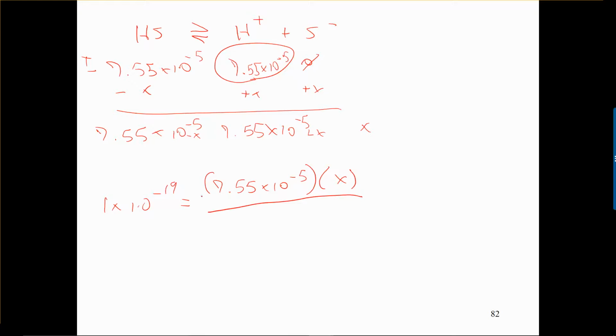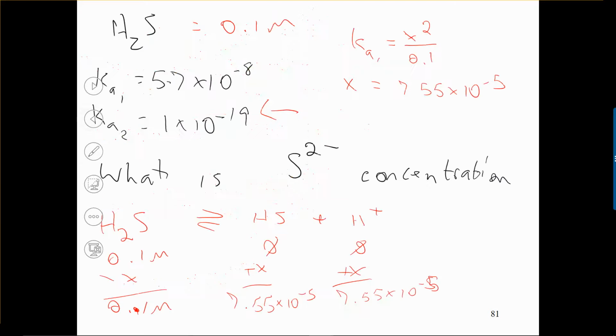Divided by 7.55 times 10 to the negative 5 minus x. Drop the x. This cancels, right? What does x equal? What is the concentration of S2 minus in this solution? 1 times 10 to the negative 19, which is the Ka of the second situation. Okay, so that's my answer right there.